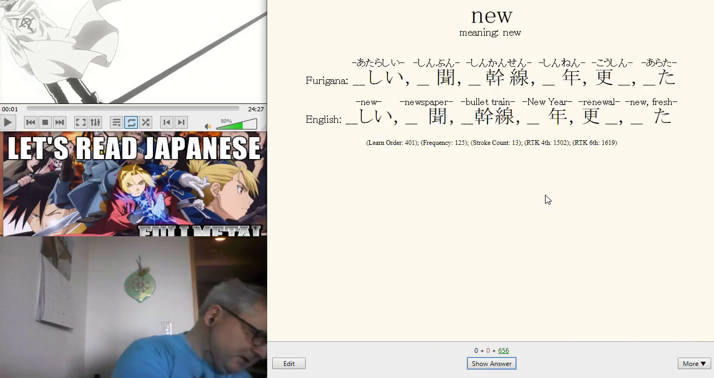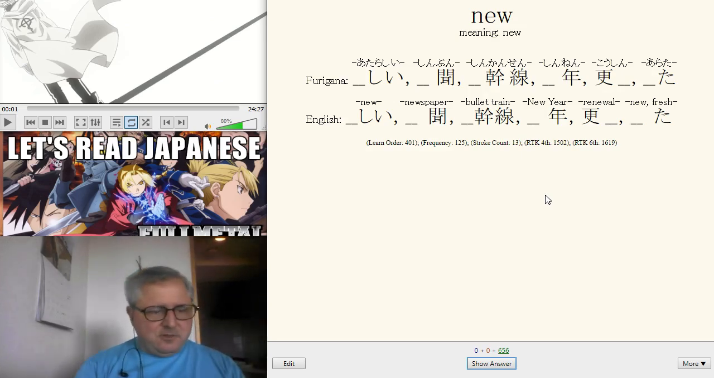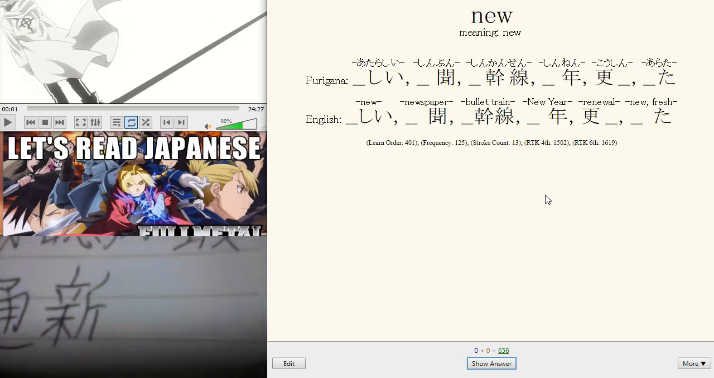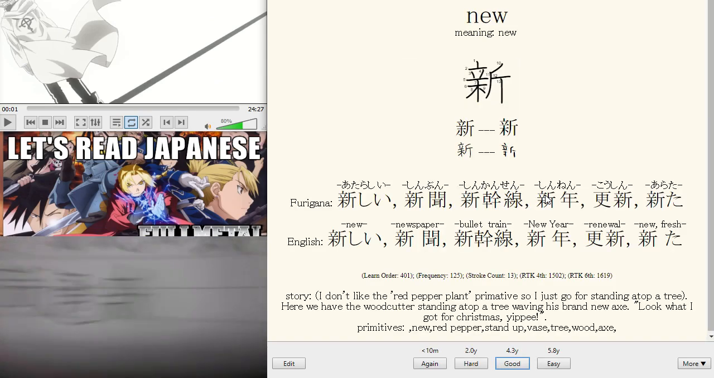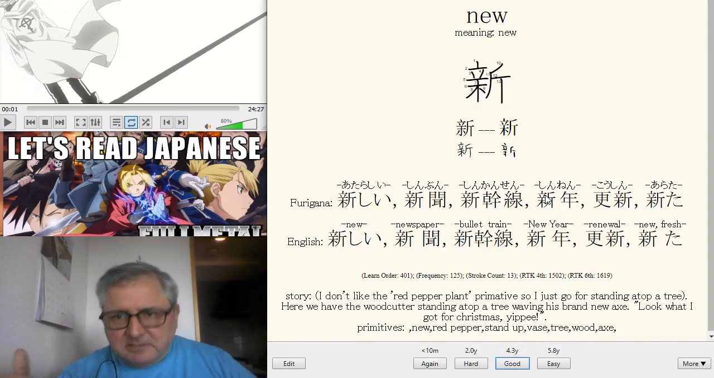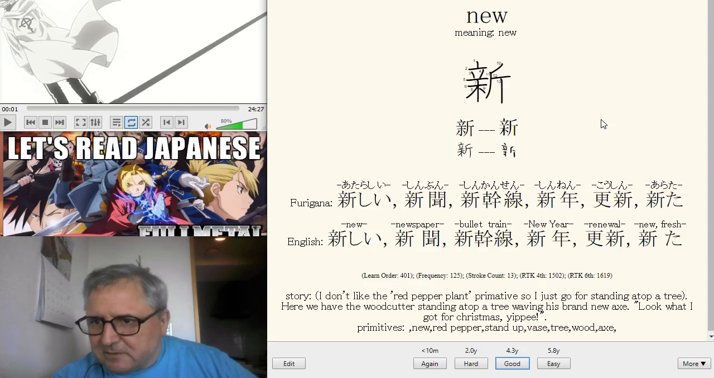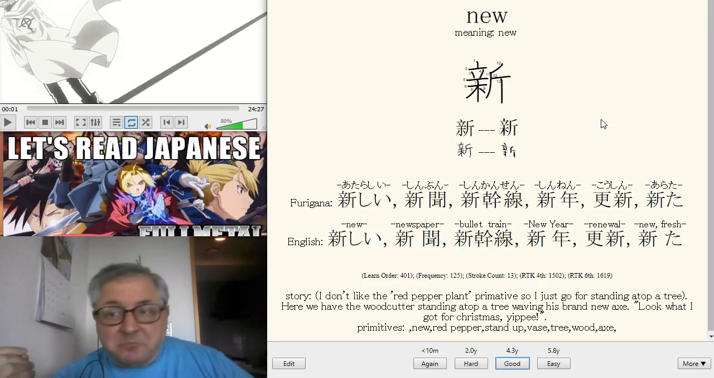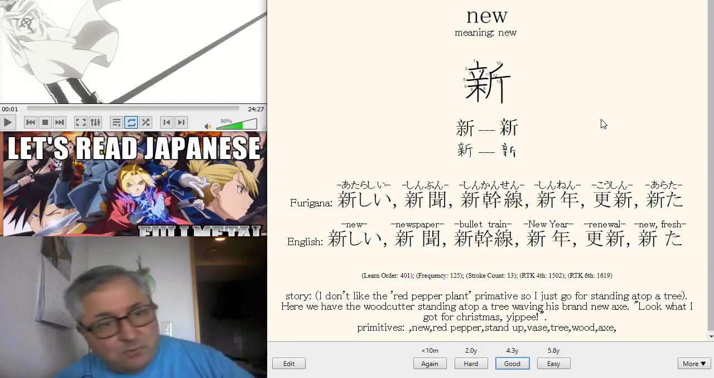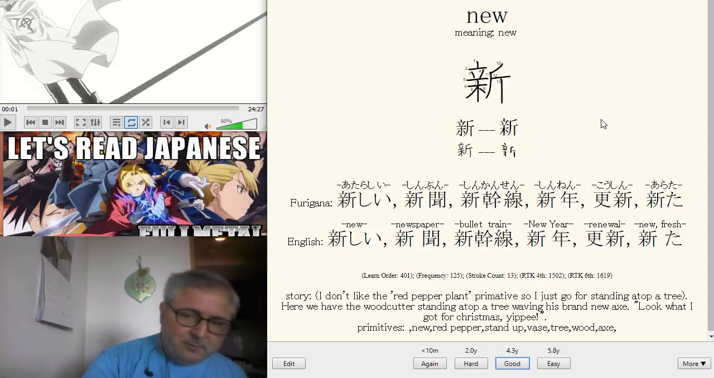All right, new, atarashii, stand on a tree, cut it down with your new axe. There we go. Shin. Okay, so we got atarashii, good. Shinbun, newspaper. Shinkansen, bullet train. Shinnen, it's a new year, right? Yeah, new year. Kōshin, what is that? Renewal. Okay, that's good. Arata, what is it? New and fresh. Okay. Cool beans.